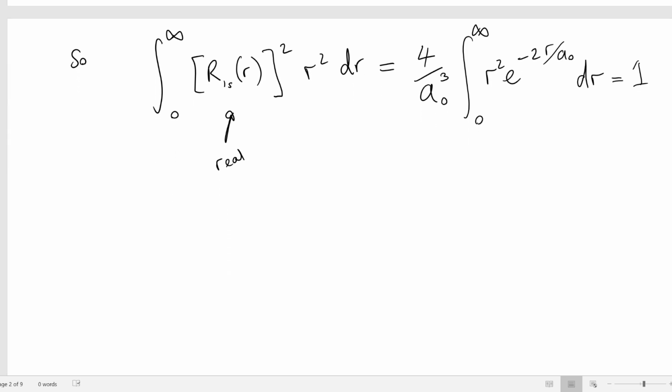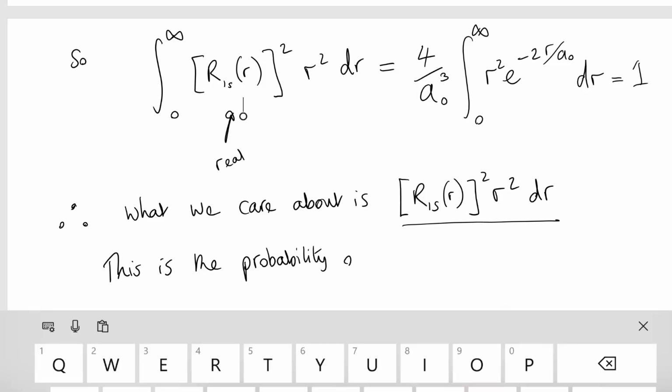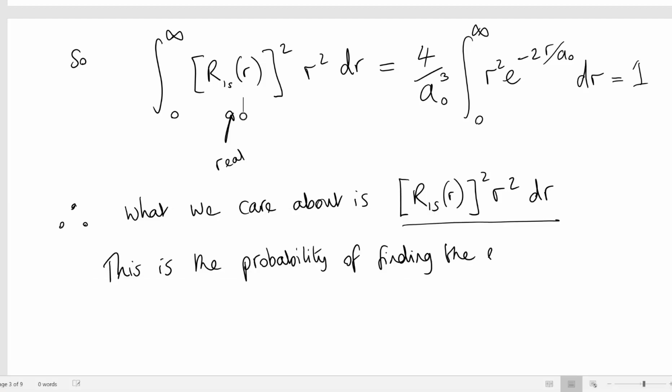But where are we going with this? What we really care about is perhaps the probability of finding that electron. And I'm going to draw your attention in particular to this radial function squared multiplied by r squared multiplied by dr. So what does this really mean? This is a function that is the probability of finding the electron between r and r plus dr.